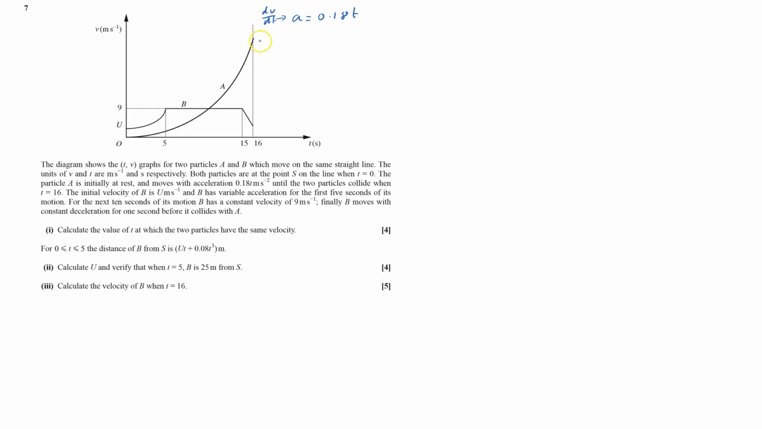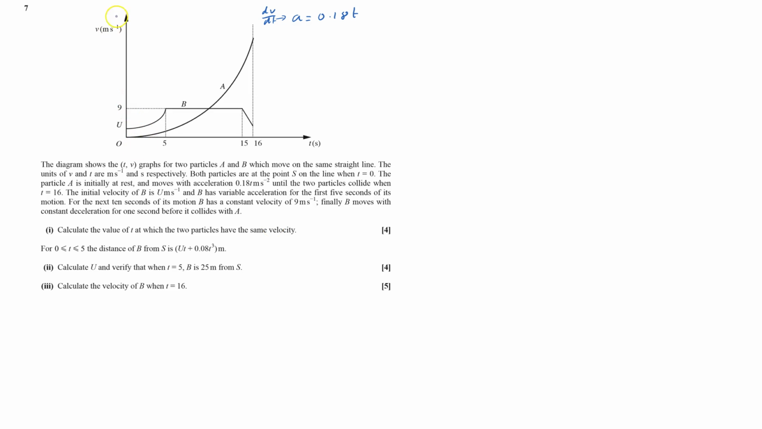A starts from rest and follows that acceleration. B has got something here, then it goes constant. And they actually, at this stage here, they collide. So that bit there, they must have gone exactly the same distance when they collide at 16 seconds. So, first part, calculate the value of t for which particles have the same velocity.